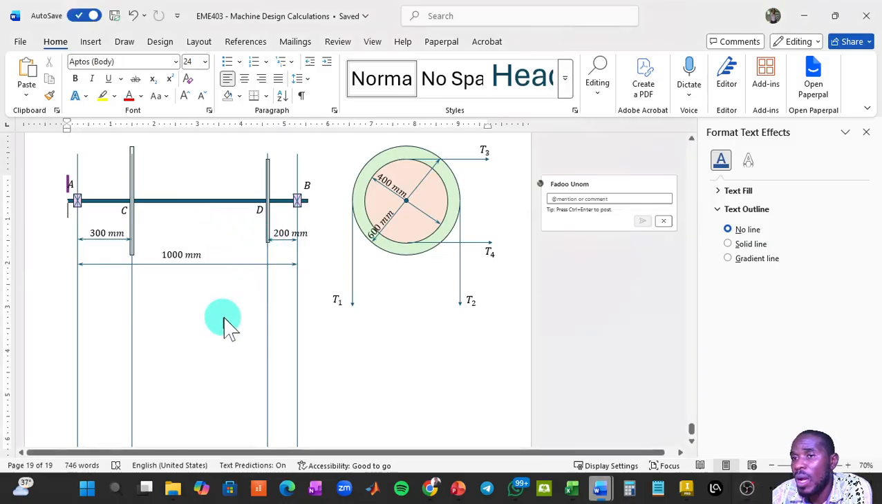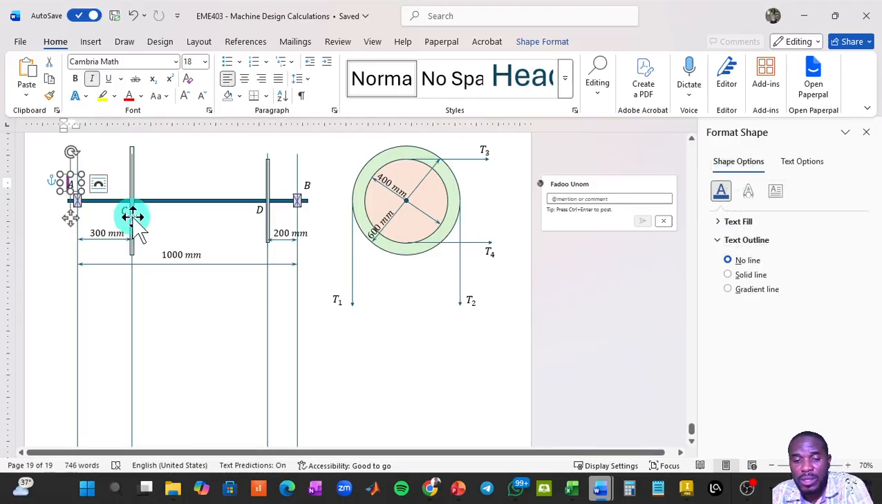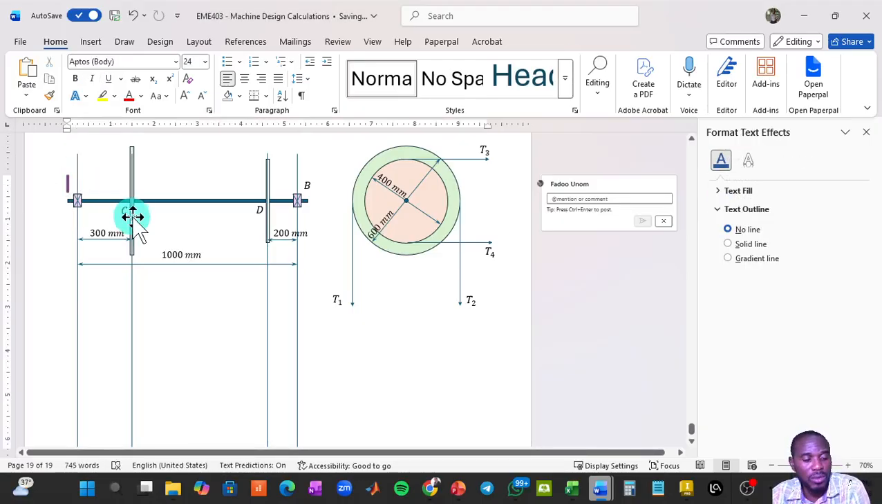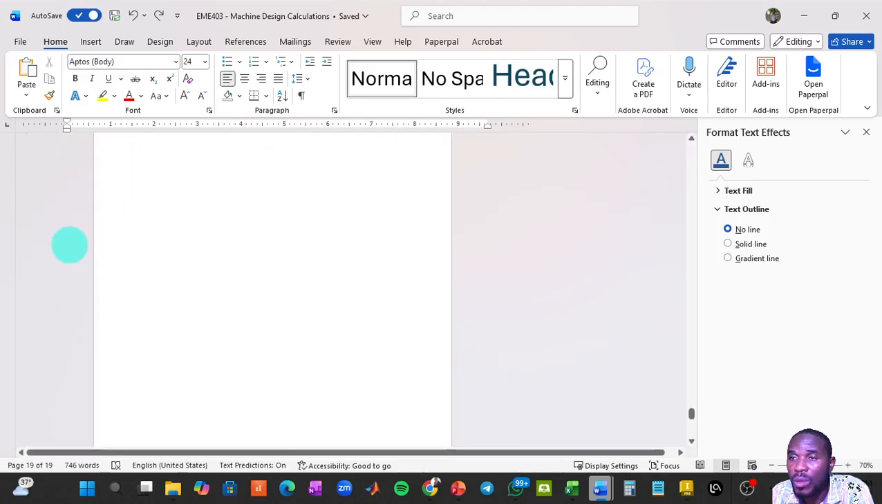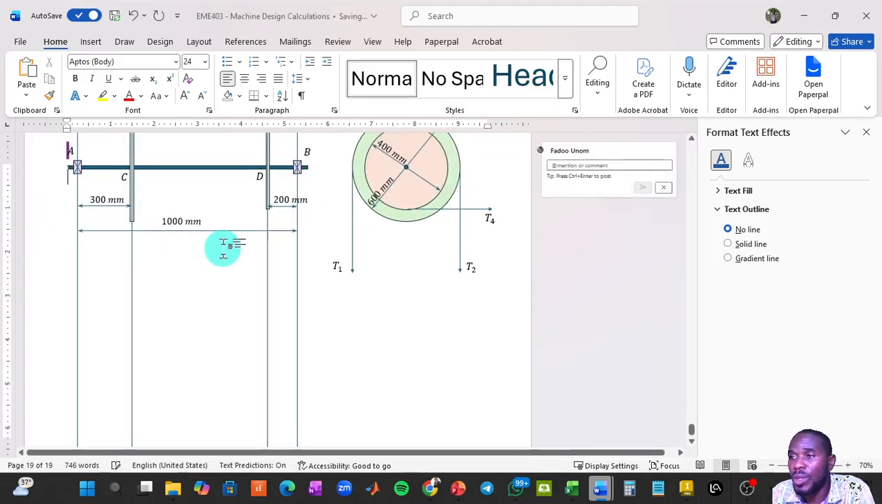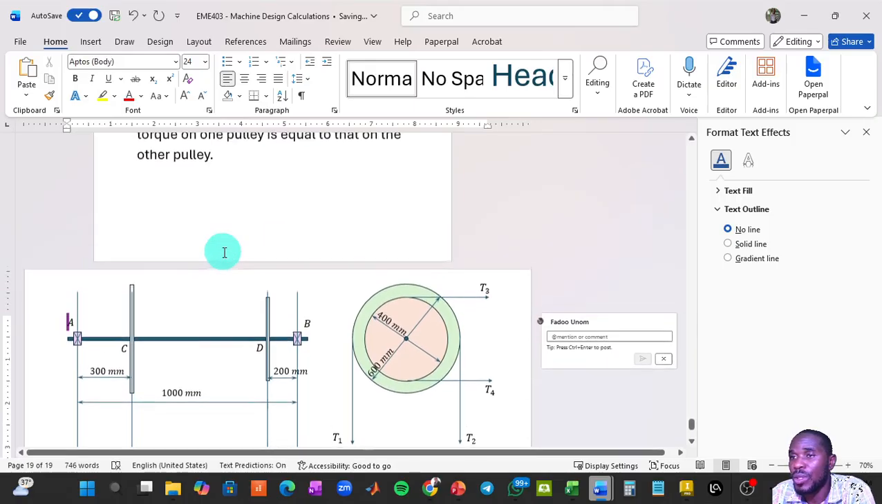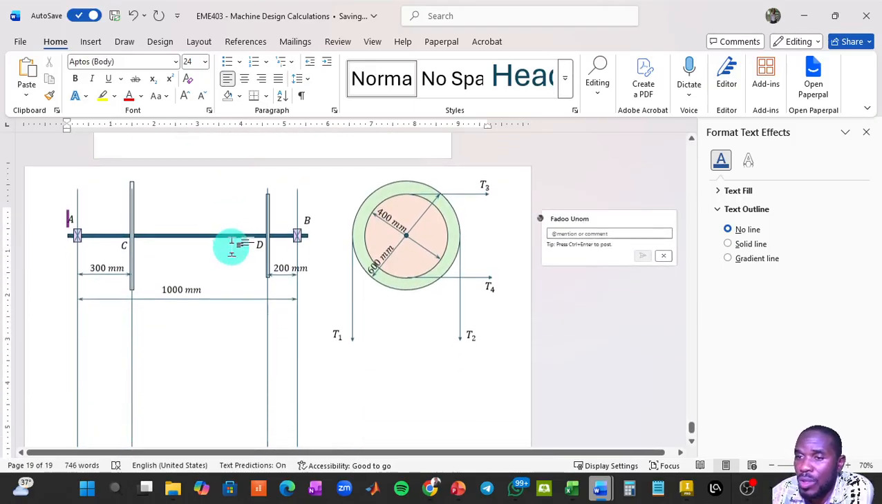Okay, and we have the, what's that in there? Oh, no, that's not what I wanted. Okay, it's fine. I don't know what that is. Sorry about that. I'm just trying to get this thing straight.